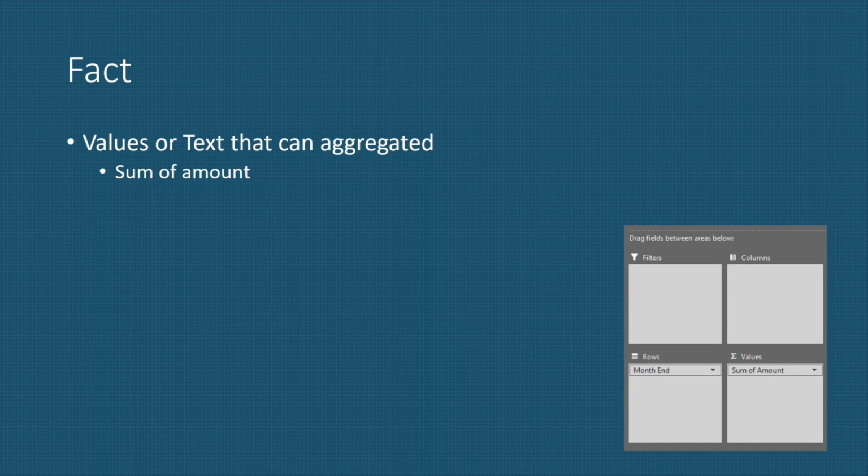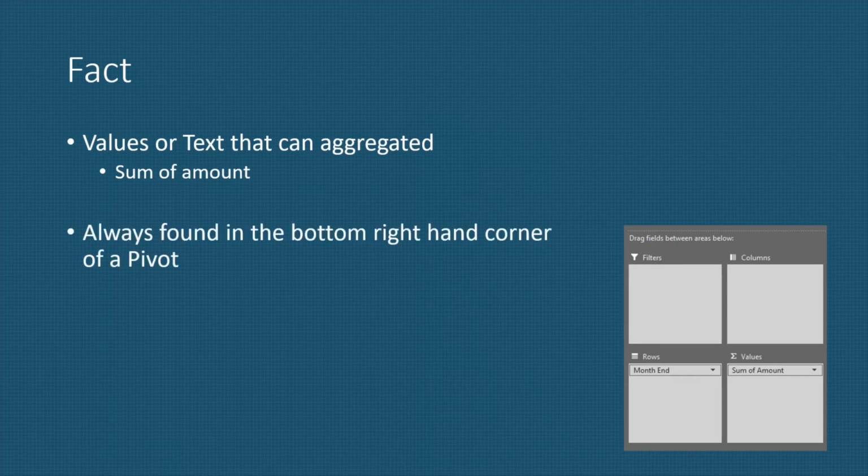In a pivot table, because again, what are we doing? We're bringing data from a bunch of different sources and we're going to throw it into a pivot table to analyze. In a pivot table, you'll see here, I've kind of got the different field areas that you can see. In a pivot table, we'll always have a filter area, a columns area, a rows area, and a values area. And facts are always found in the bottom right-hand corner of a pivot. So right over there, the values in a pivot table are the facts.